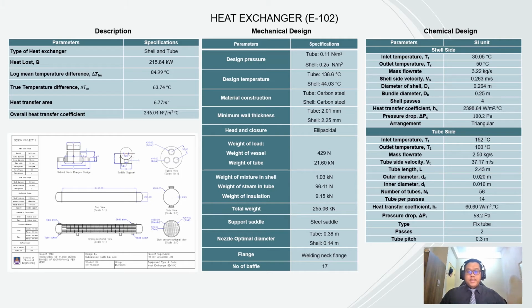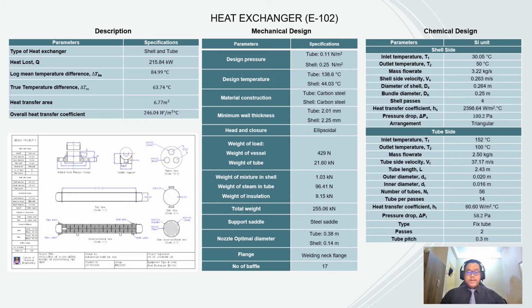For our heat exchanger design, we use shell and tube heat exchanger. This is because it can sustain a wide range of process conditions including temperature and pressure. Heat loss Q is 215.84 kW. Heat transfer area is 6.77 meter cube and the overall heat transfer coefficient is 246.04 watt per meter cube degree Celsius. In our mechanical design, we use ellipsoidal for our head enclosure.